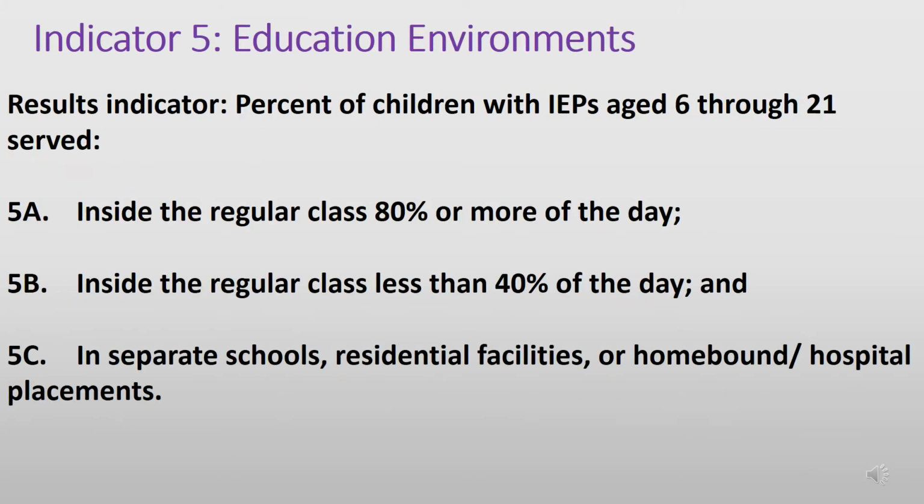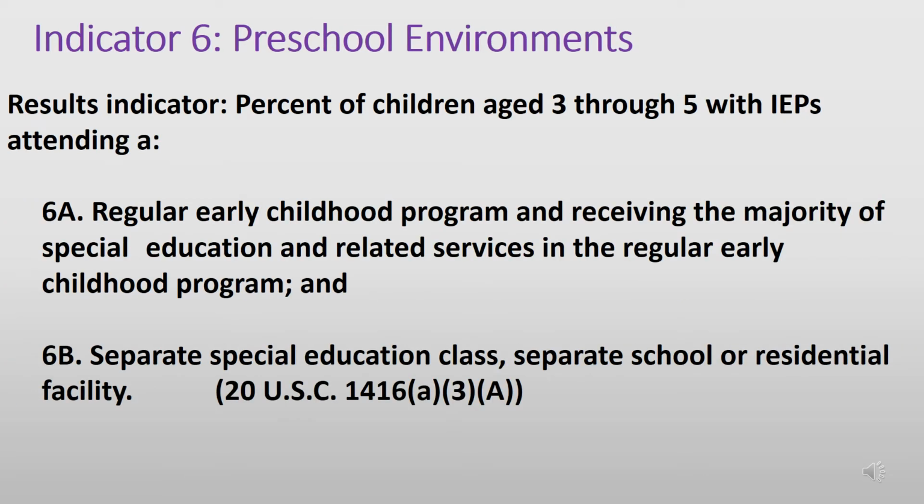Indicator 5, Education Environments. Indicator 5 is a results indicator which looks at the percent of children with IEPs age 6 to 21 served in the following settings. 5A, inside the regular classroom, 80% or more of the day. 5B, inside the regular classroom less than 40% of the day, and 5C, in separate schools, residential facilities, or hospital homebound placements.